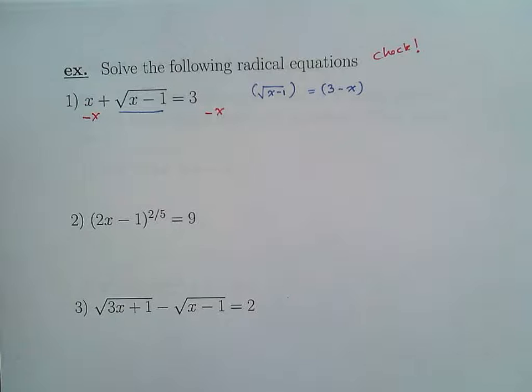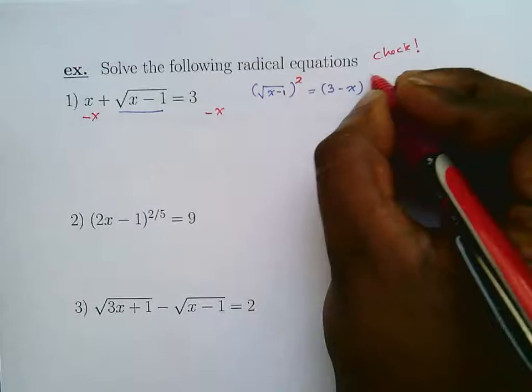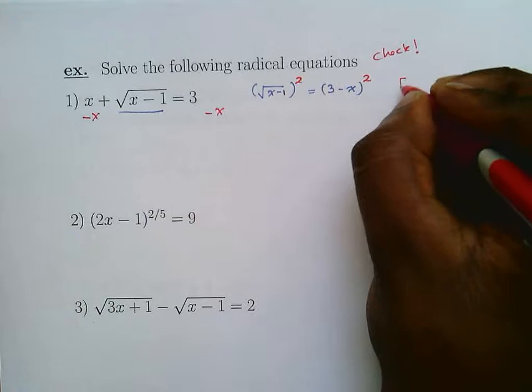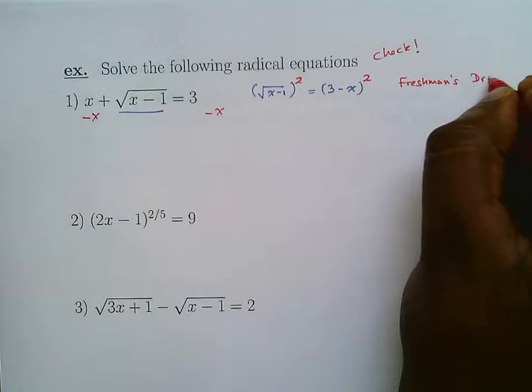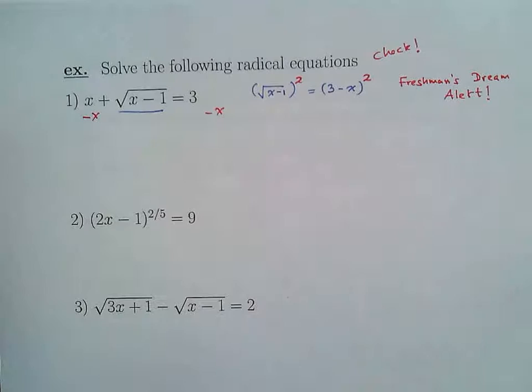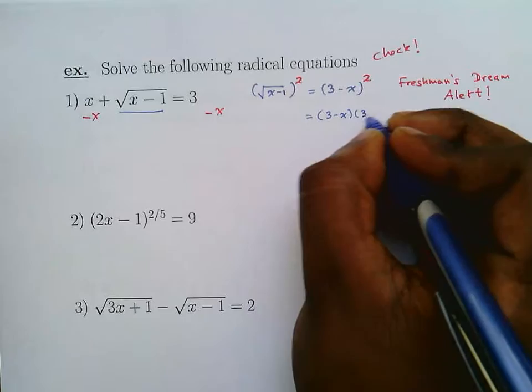Okay, now you can see that one radical is on the left hand side, a square root. To get rid of the square root, square both sides. Now here, I'm just going to write freshman's dream alert. Remember the freshman's dream? Do not end up writing 9 minus x squared. You would have to FOIL this, or you can use the special product formulas, either one, but just don't write 9 minus x squared.